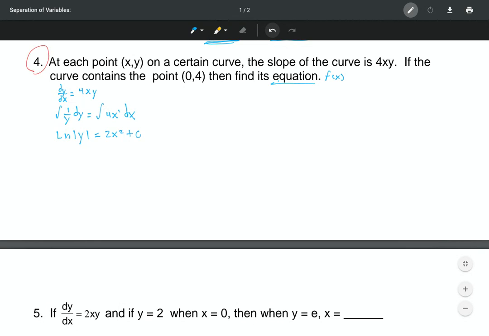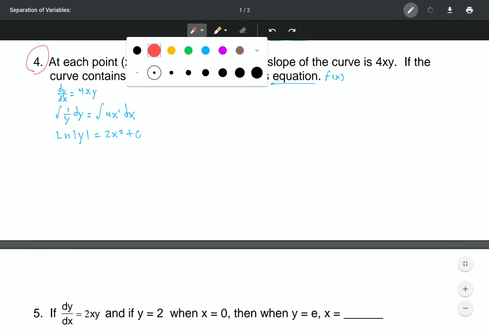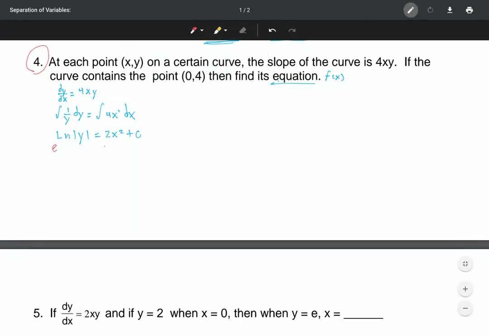Now, at this point, you do have a choice, and either one you choose, you still get the same answer. So you can choose to go ahead and plug in the point (0, 4), and then after that solve for y, which is fine, all right? But you could also just simplify this, because right now what I have is the natural log of y, and I'm looking just for y. So I'm going to get rid of this natural log by using this e exponent, all right?